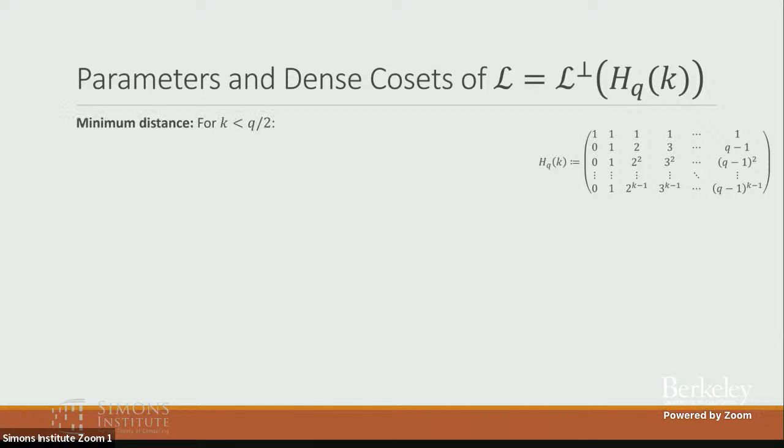So the key to start with is to analyze the parameters of these lattices. The Hamming minimum distance of this code is k+1. But the secret sauce, which makes everything work, and the super cool thing, is that the L1 minimum distance of these codes is actually almost twice as large. So that's the key that really makes everything work.